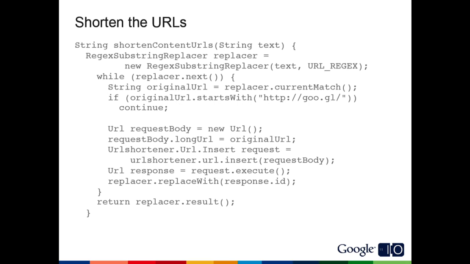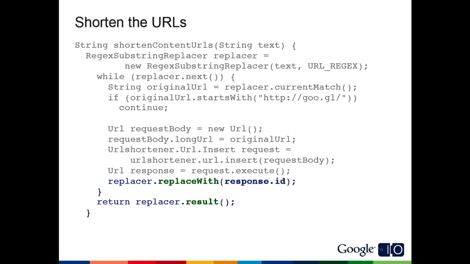So my inner loop to create requests looks something like this. I make one of my replacers out in the code somewhere. I have this hairy regex that detects URLs. I run it over a piece of text looking for them. If they're already shortened, I skip them. But if I want to shorten it, I do this. And this is exactly what Mark did. We create the body of the request, which is a URL object. I set the long URL. I create an insert request with that body. Then I execute the request, and I get a response. That response has the short URL in the ID field.